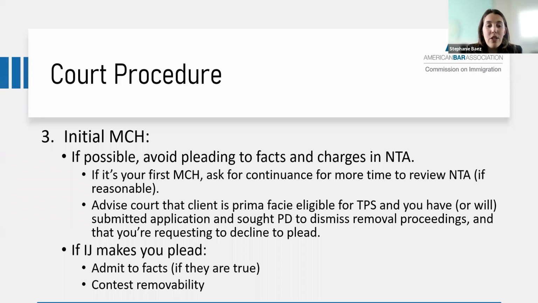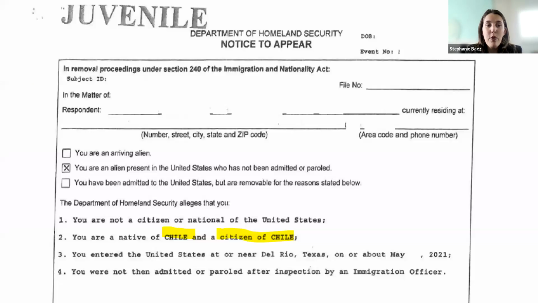So what do I mean by that? Just looking quickly at the facts and removability. This is the NTA I showed you previously with a few sections highlighted. This one's for a child of Haitian parents, but she was born in Chile. I have this highlighted here because this would be a fact worth contesting or denying if you're pleading on this NTA. It says you're a native of Chile and citizen of Chile.